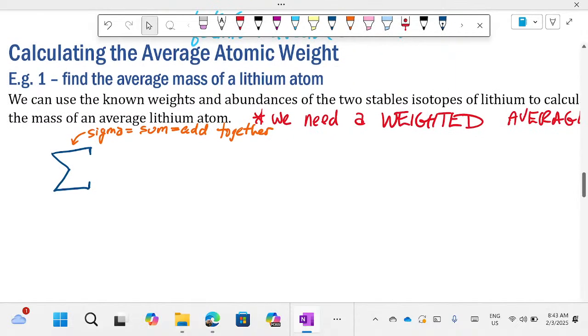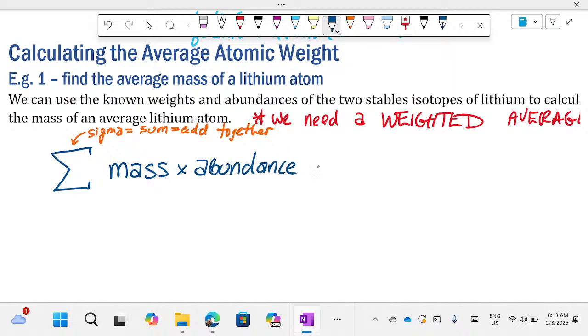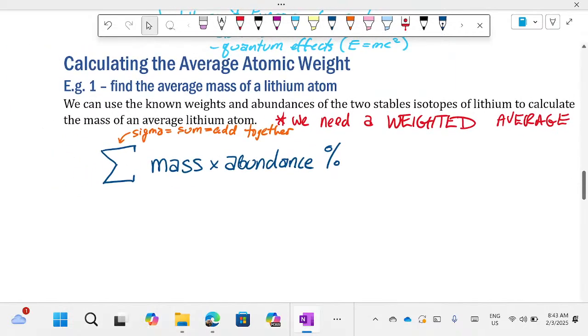Add together. Does that make sense? So we're going to take the sum of the mass times the abundance as a percentage. But, well, we'll talk about that in a minute. That's it.